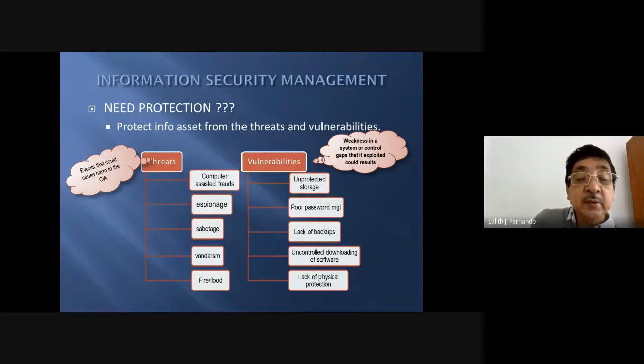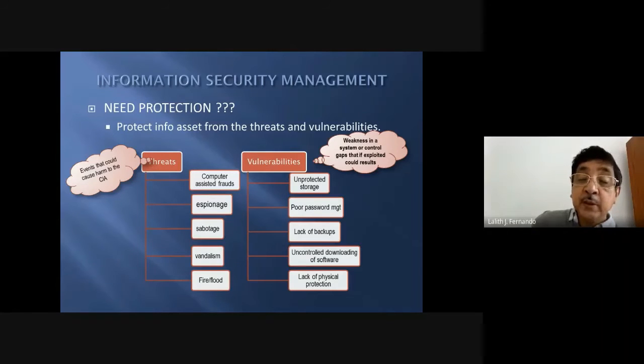Right, now you can see the threats first. Computer assisted frauds. I think that is straightforward and anyone can understand what it is. Espionage is something to do with intelligence activities. Then sabotage, vandalism, fire or flood, all can be taken as threats. When fire or flood comes, all the information assets can be damaged. Vandalism, that is people's activity. Sabotage is also a people's activity. Espionage, it is something to do with intelligence activities. And there are computer-assisted frauds.